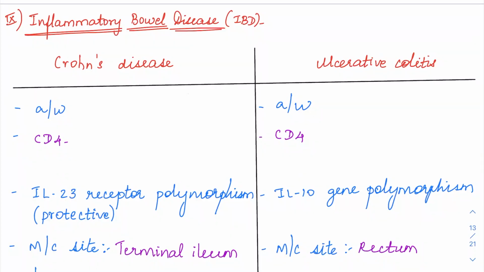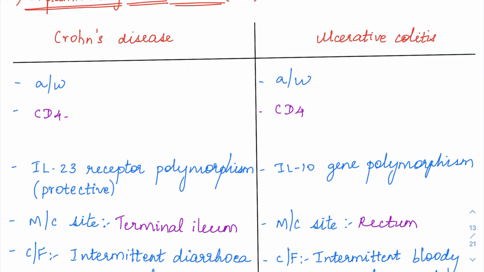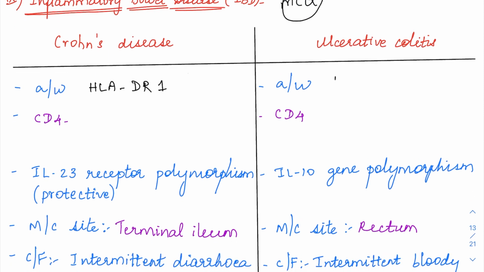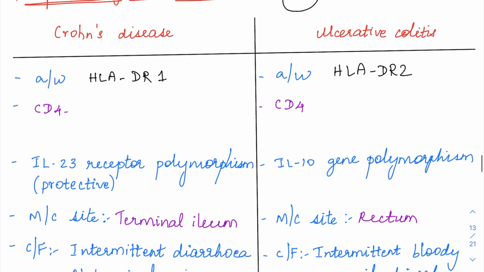So next we'll see about inflammatory bowel disease. We have two types of inflammatory bowel disease, which are Crohn's disease and ulcerative colitis. Crohn's disease is associated with HLA-DR1. This is a very important topic, and lots of MCQs are there on IBD. Crohn's disease is associated with HLA-DR1, while ulcerative colitis is associated with HLA-DR2.